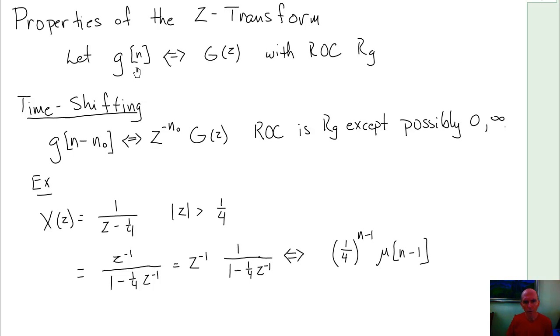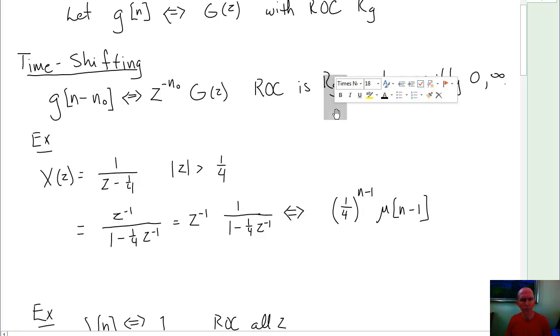Let's say we have a sequence, g of n, and that sequence has a Z transform. Let's call it G of z. And let's call the region of convergence of g of n or G of z R_g. The first property we're going to look at is time shifting.